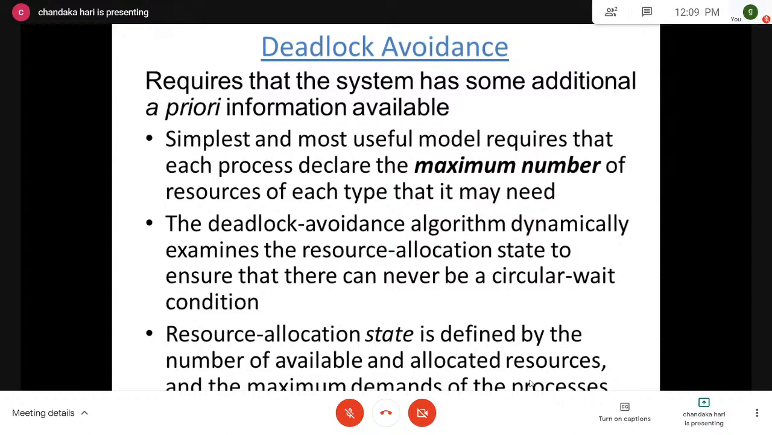That it never occurs in a system, then it is not possible. That's why we enter into the next one, deadlock avoidance. What is deadlock avoidance?